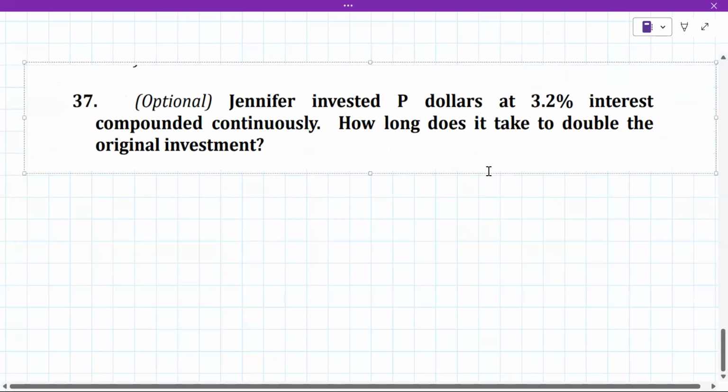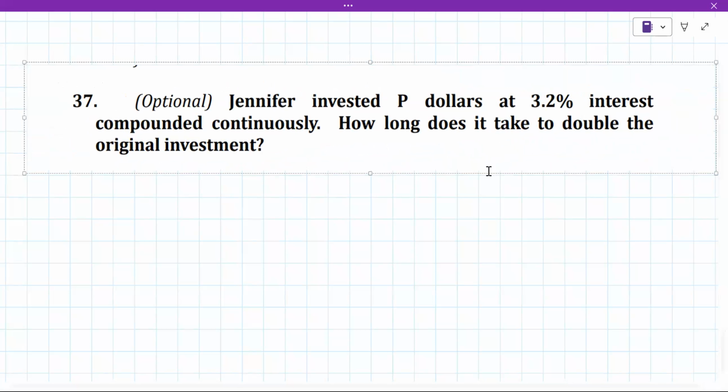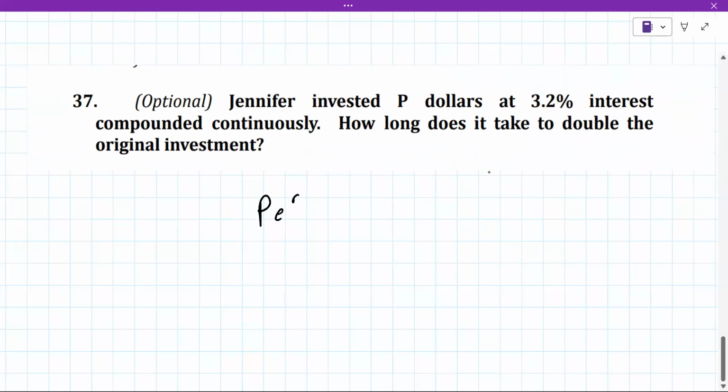Okay, good. Right. So Jennifer invested $P at 3.2% interest compounded continuously. How long does it take to double the original investment? So this is a Pe^(rt) problem. There's a couple ways to do this. The rate is 0.032. You always divide by 100 to get that.